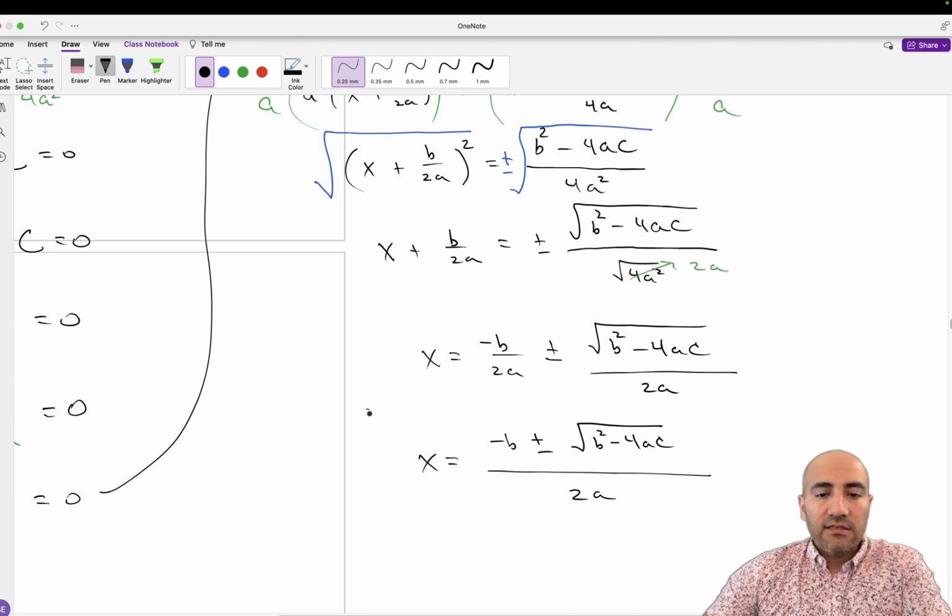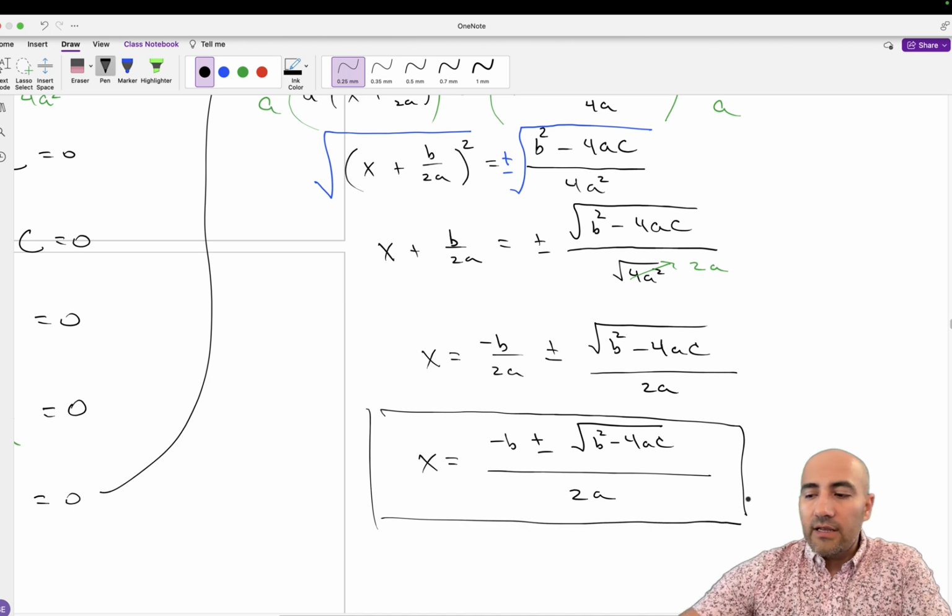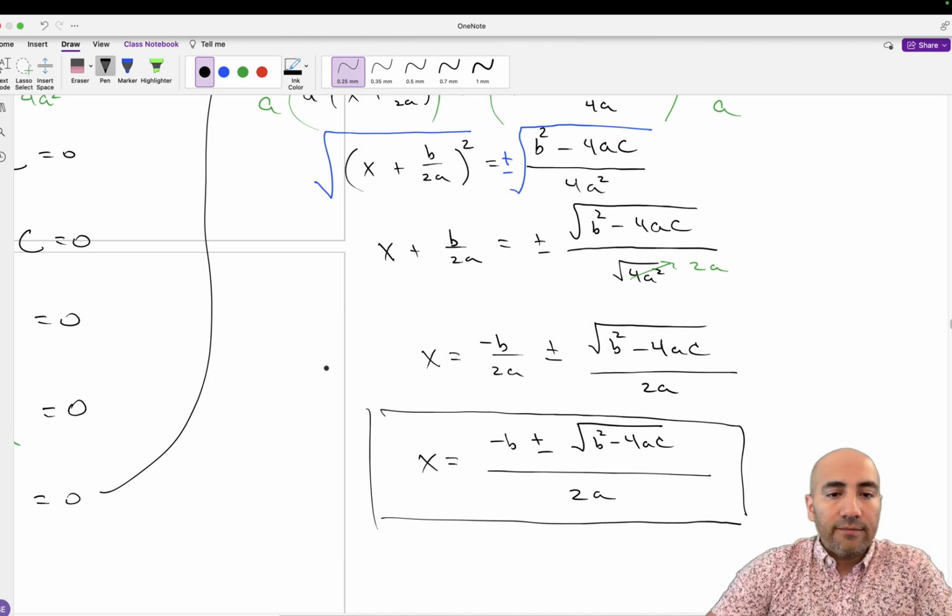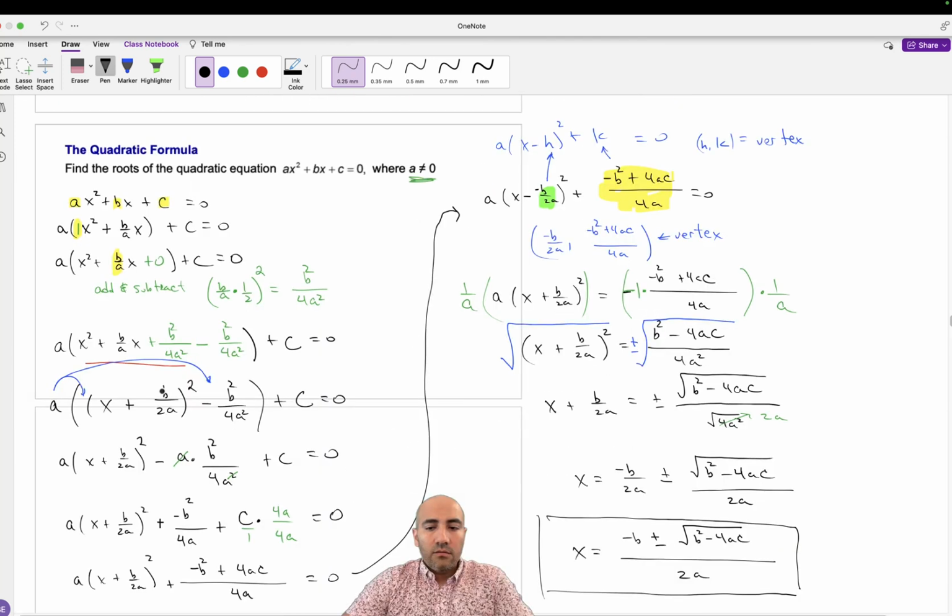And there it is. This is our quadratic formula. It might look familiar, right? And so let's zoom out and look at the whole thing. All right, a lot to take in.